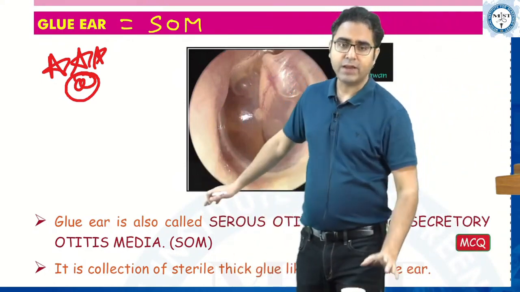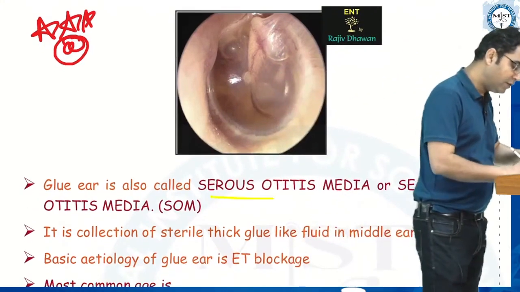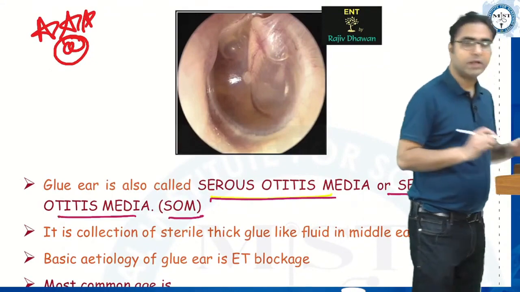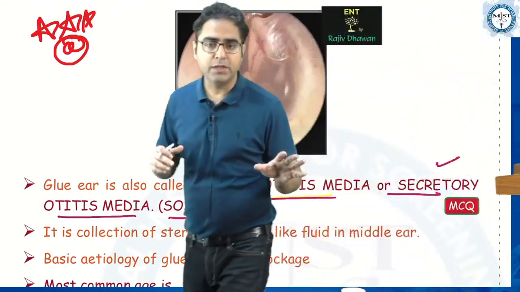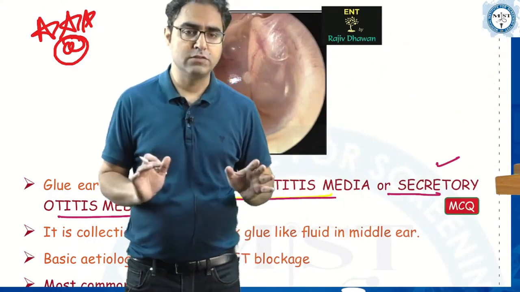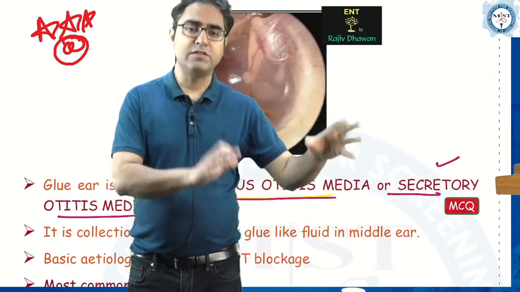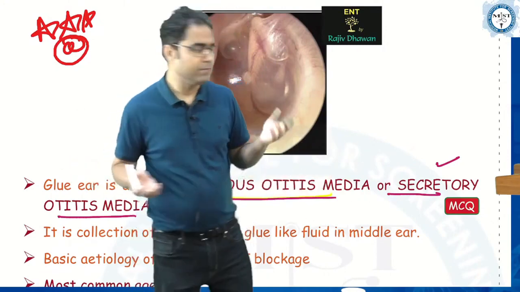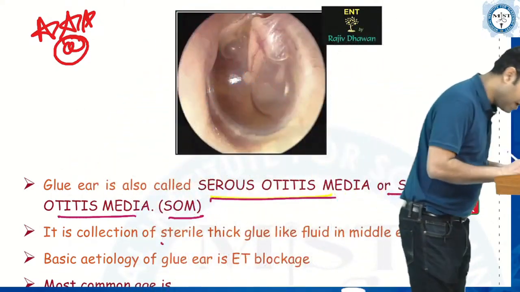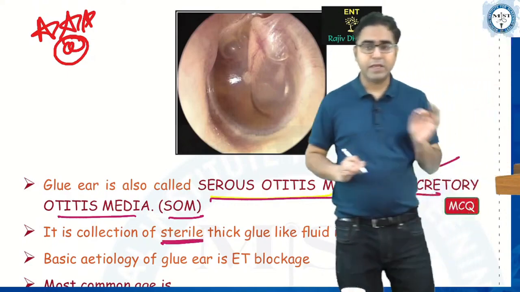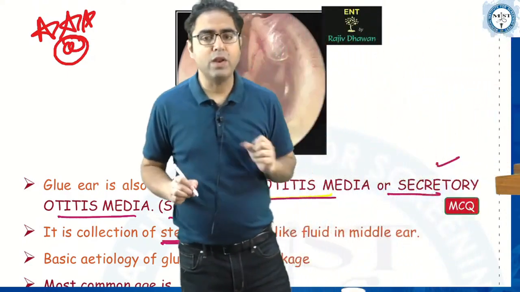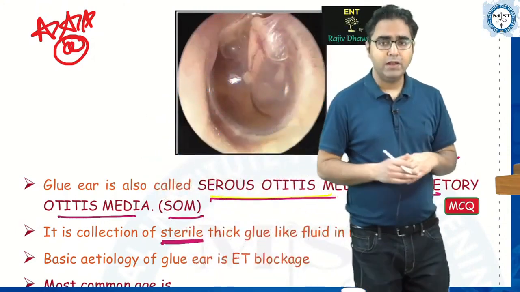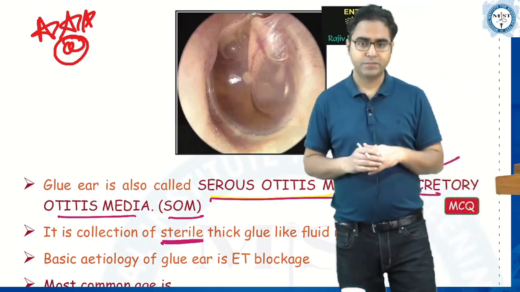Look at the name, beta. Glue ear is also called serous otitis media or secretory otitis media. When you read, think carefully. Serous means non-infective, not suppurative. Suppurative means pus. Serous means transudate, just a non-infective fluid in the ear. Now it is a collection of sterile fluid. The keyword is sterile. It is a collection of sterile, thick, glue-like fluid in the middle ear.